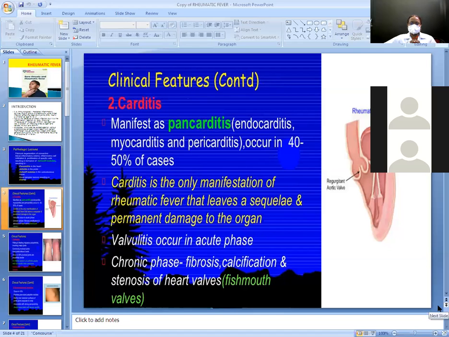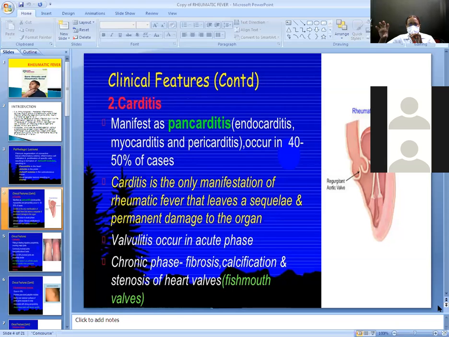So we see one by one. In case of heart, it mainly manifests as pancarditis. Pancarditis means involving all three layers of the heart: endocardium, myocardium, pericardium. There is endocarditis, myocarditis, pericarditis. In case of myocarditis, there is formation of Aschoff nodules in the myocardium.